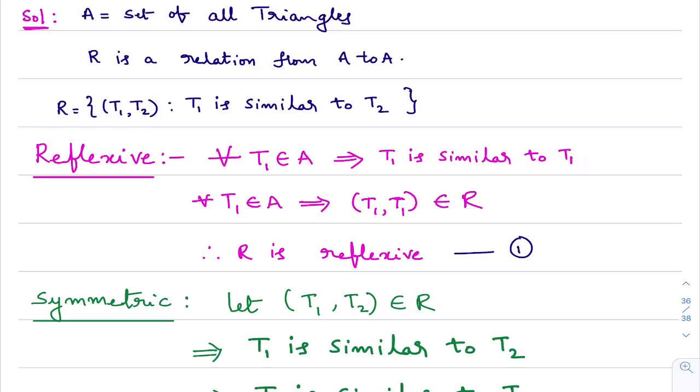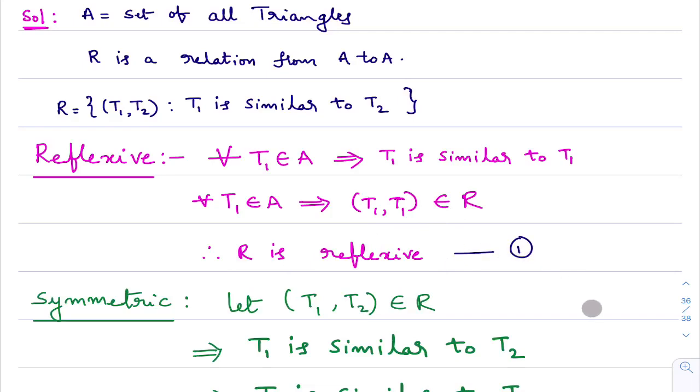Like that. If I take a triangle T1, again T1, can we say both are similar triangles or not? Of course we can say it easily. We can say T1 is similar to T1. That means the ordered pair (T1, T1) belongs to this relation. So if I take any triangle in set A, the ordered pair (T1, T1) belongs to the relation. It tells that R is a reflexive relation. It is satisfying the reflexive property. I hope you understand this.